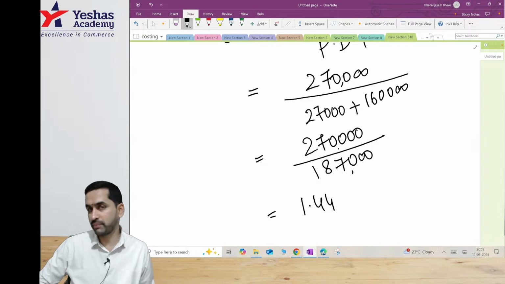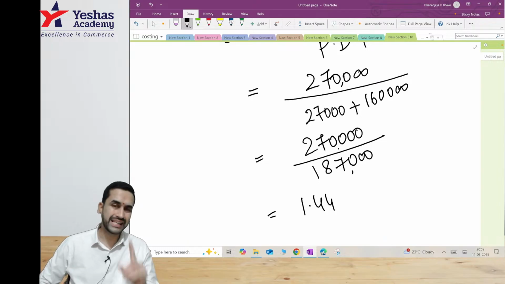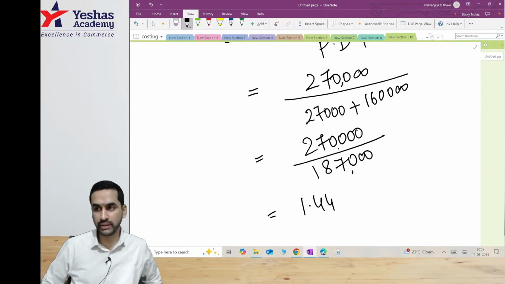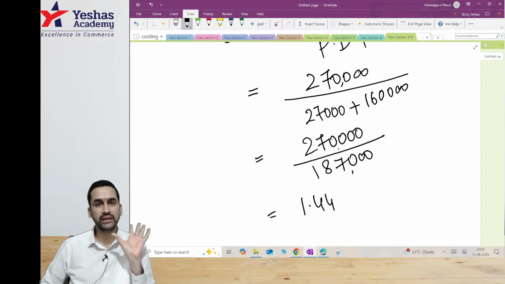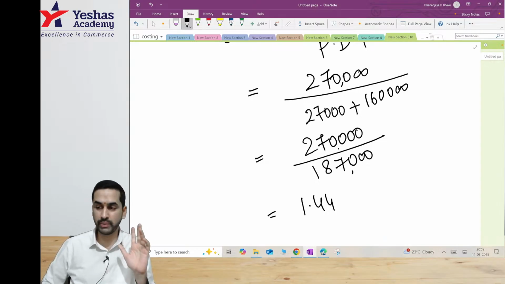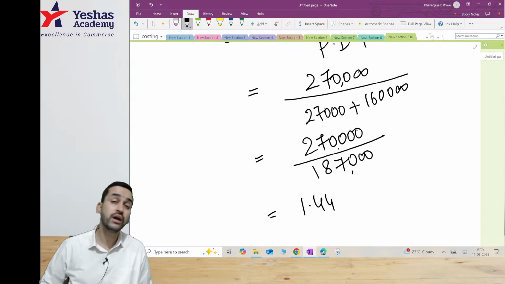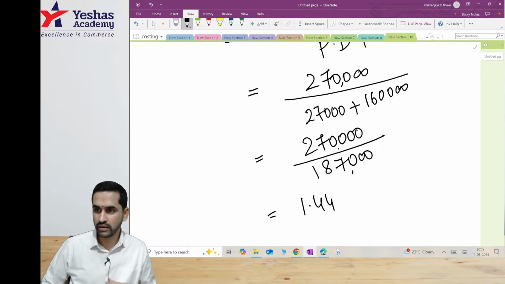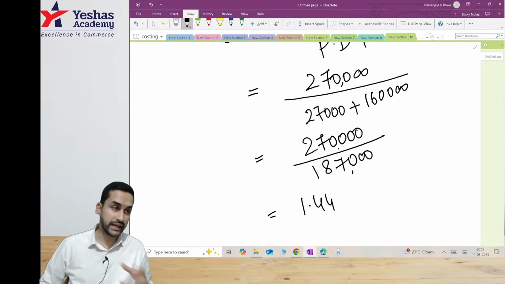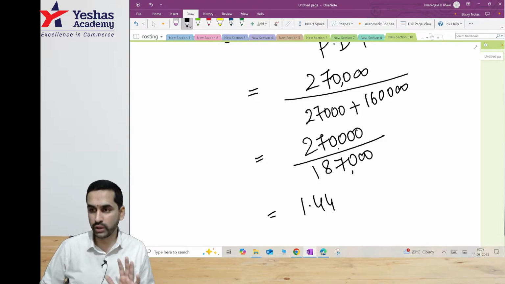Sir, you have enough money to pay preference dividend also, equity dividend also. Correct? If it is exactly equal to 1, what does it mean? Sir, you have exact money which you can use for paying preference dividend and equity dividend. What if answer is less than 1? So first you pay preference dividend. Correct? Then if something is left out, you can pay to equity dividend.